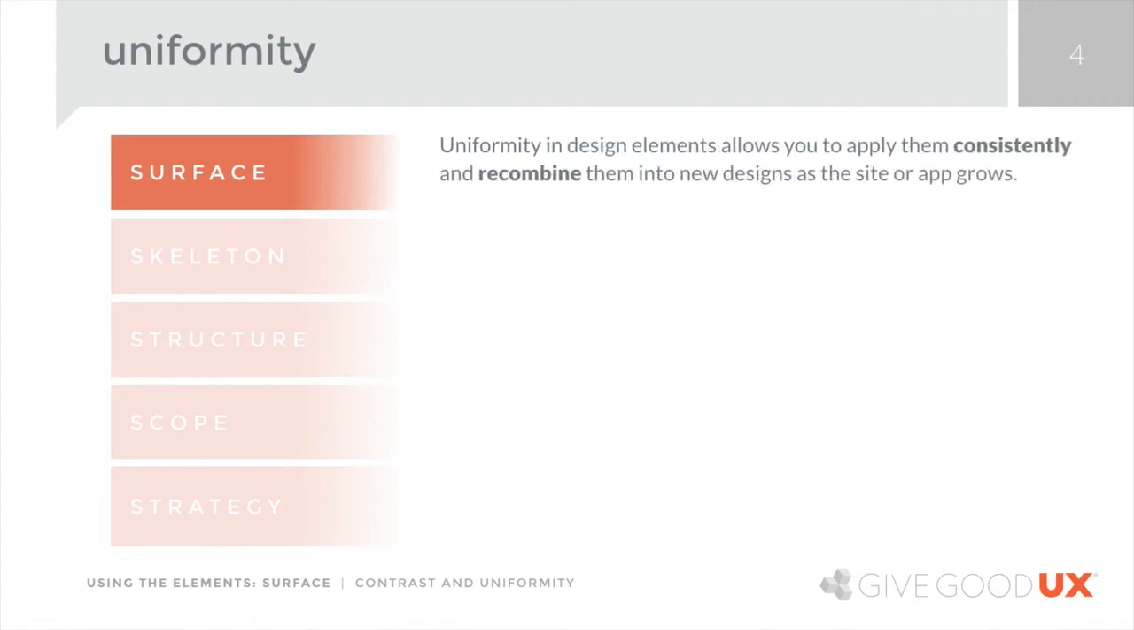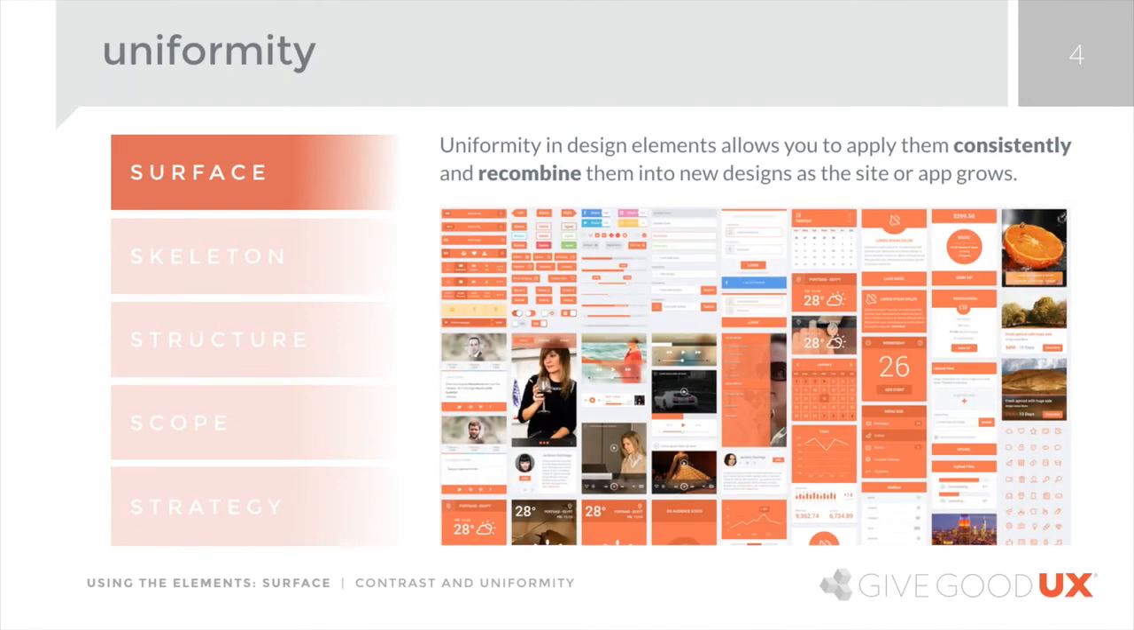Uniformity across design elements also allows us to apply them consistently and recombine them into new designs as the site or the app grows. As we add screens, as we add features, as we add functions, we have a precedent, we have a set of design patterns that are already established to allow the user to have some familiarity, even though they're doing something different that they've never done before. The overall layout, the organization, the mechanics of how things work remain the same.